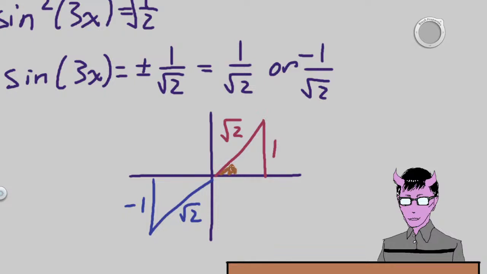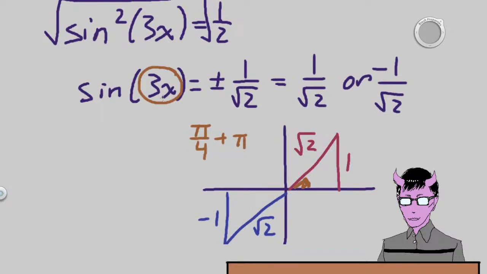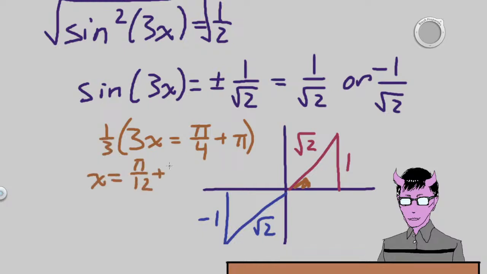So what's the base angle for this one? It's going to be pi over 4, and then to get to the next one, it's just going to be plus half circle, plus pi. But we have a modified argument. It's 3 times x, so we set this whole thing equal to 3x. Using algebraic manipulation to solve for x, x is therefore equal to pi over 12 plus 4 pi over 12 times k. I'm going to put the k right here.